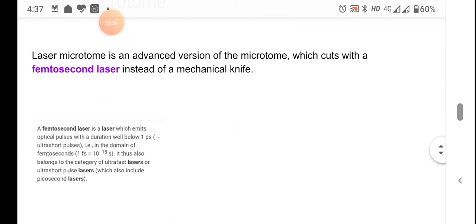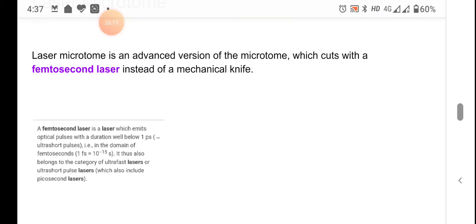What is a femtosecond laser? One femtosecond is equal to 10 raised to minus 15 seconds. So a femtosecond laser is a laser which emits optical pulses with a duration well below 1 picosecond. That is known as a femtosecond laser. So that will emit laser pulses at the scale of 10 raised to minus 15 seconds. So these are ultra fast lasers.